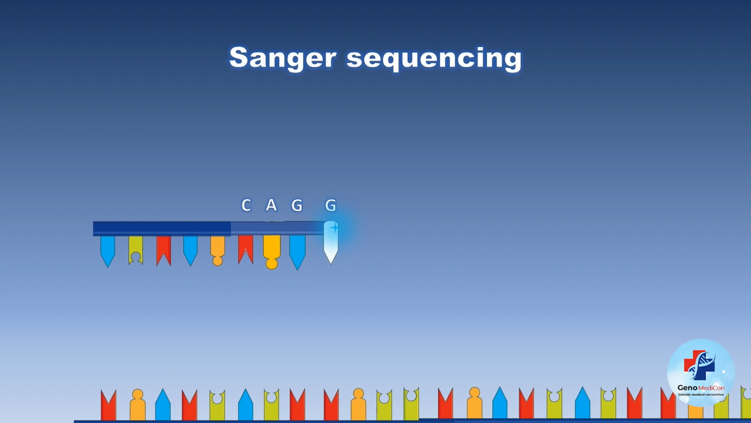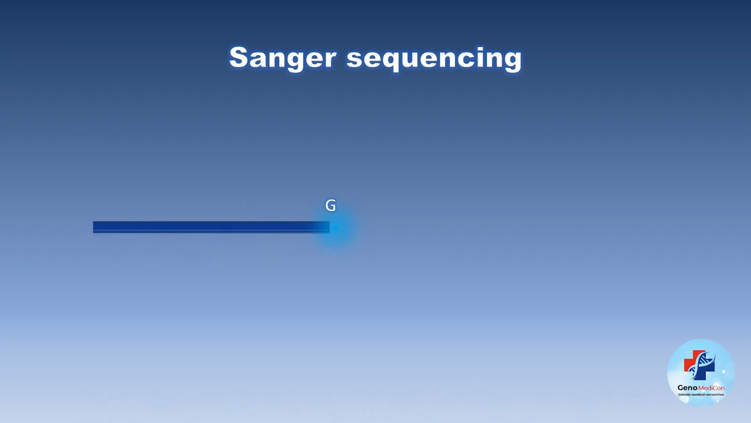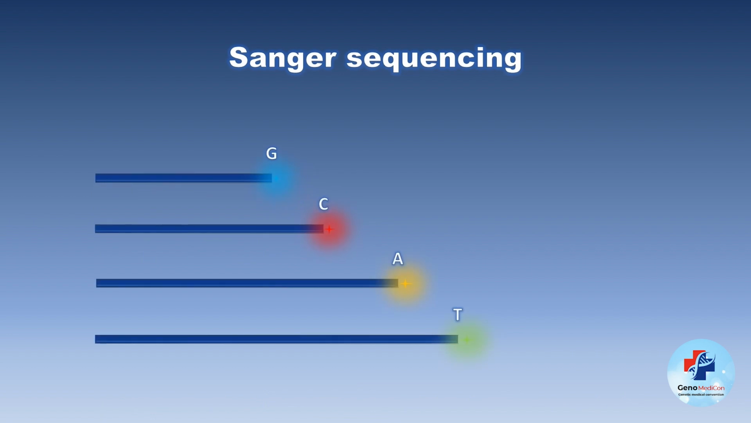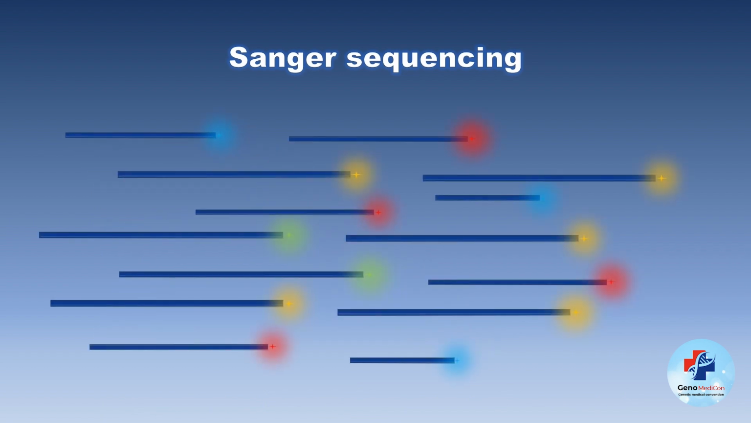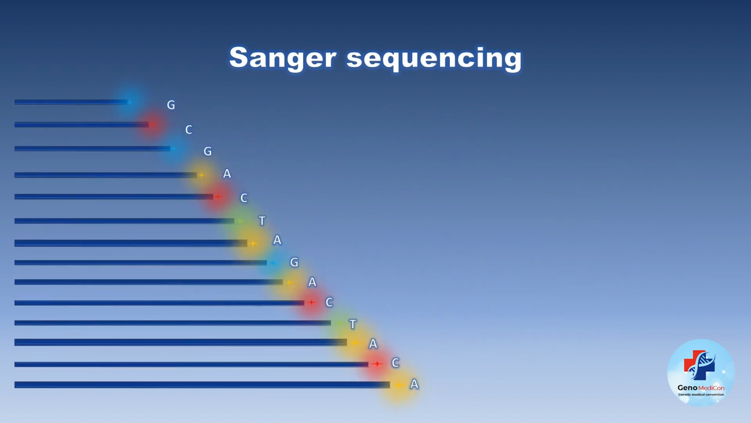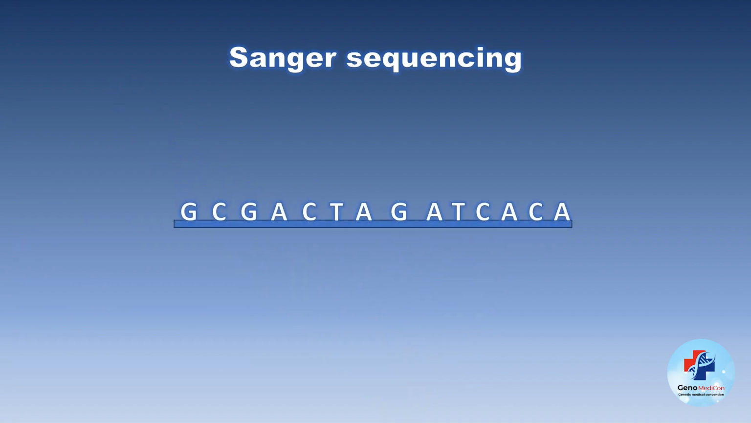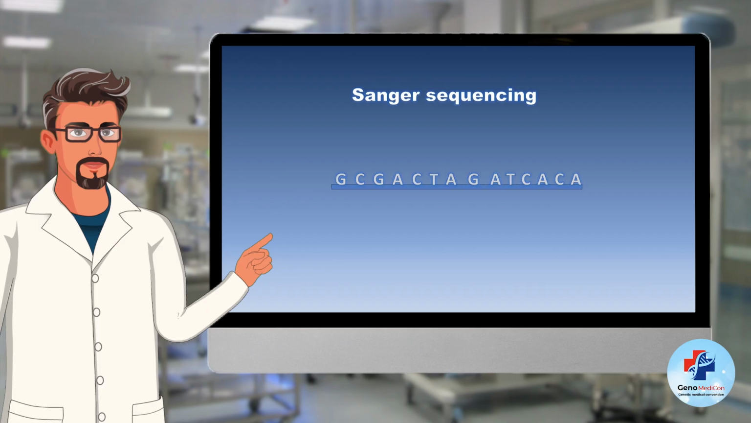So, ultimately, using this technique, we will have thousands, if not millions, of DNA fragments with different lengths from the same template that have a specifically marked nucleotide at their 3' end. So, by putting all these tiny fragments together and sorting them according to their size, we will have the desired sequence of the initial DNA fragment.